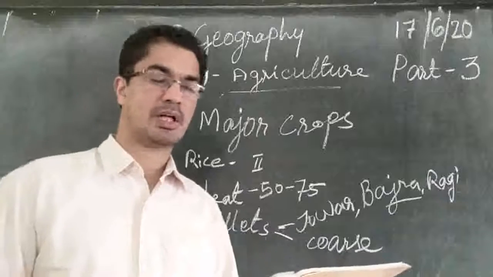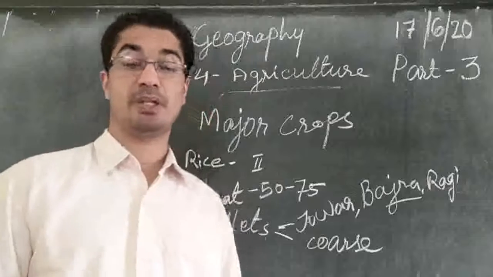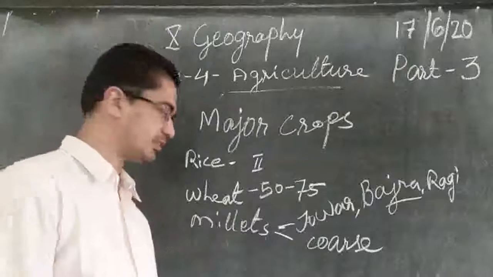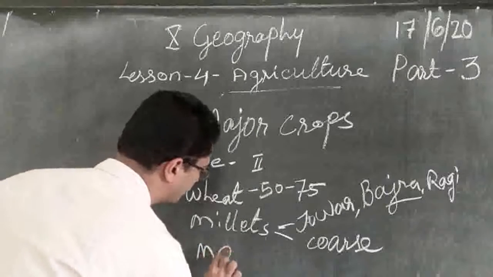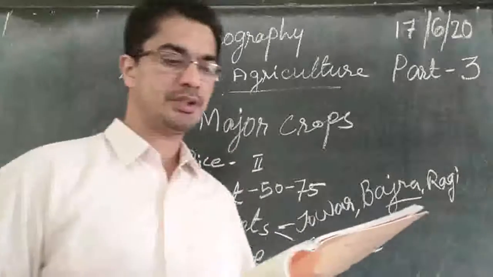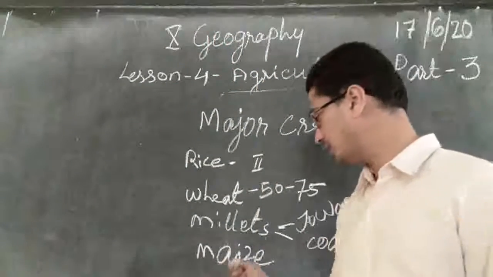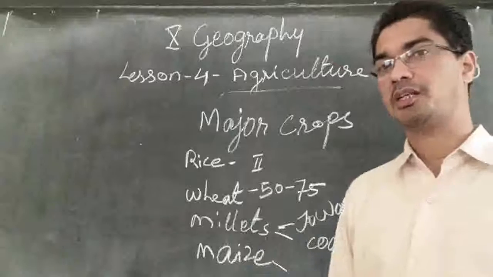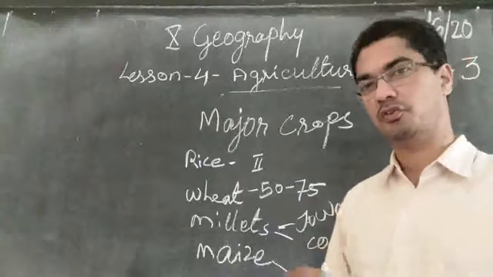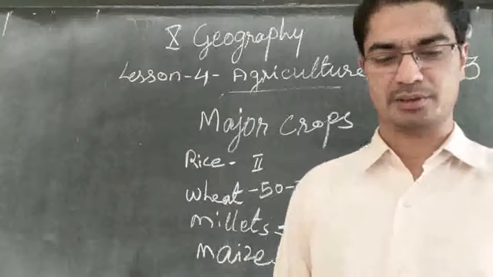Now let us see about another crop, that is maize. I hope you are all familiar with maize and you are interested in eating, is it not? Maize. So it is a crop which is used both as food and fodder. So maize has got two purposes. It is used as food as well as fodder. Food means food for the people and fodder means food for the animals. So maize is used by both human beings and animals.